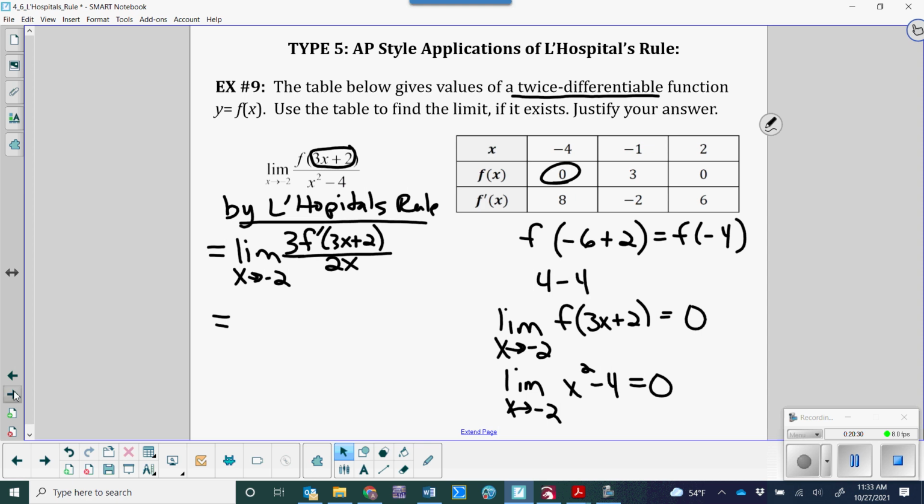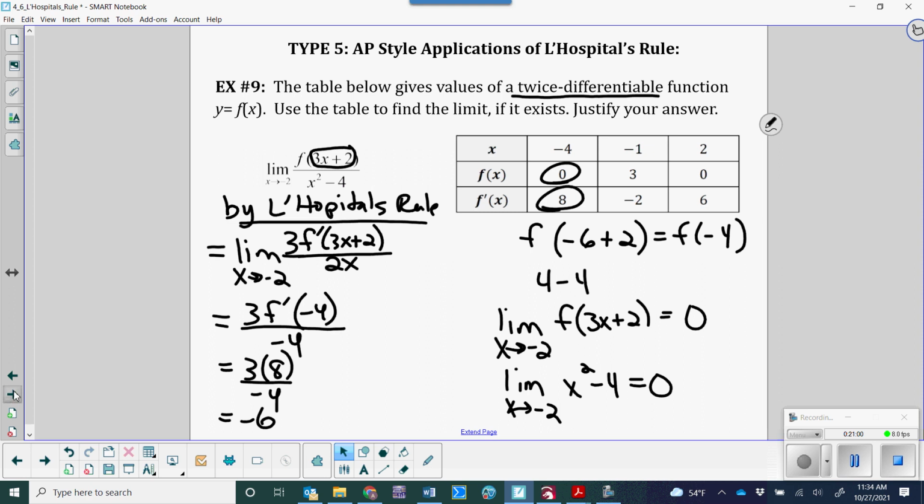So the top is going to be 3 times f prime of -6 plus 2, which is -4, over -4, which is going to be 3 times f prime of -4, which is 8. So that's going to be 3 times 8 over -4, which is 24 over -4, or you can simplify it different ways, but I get -6.